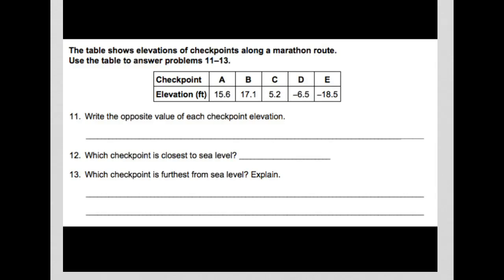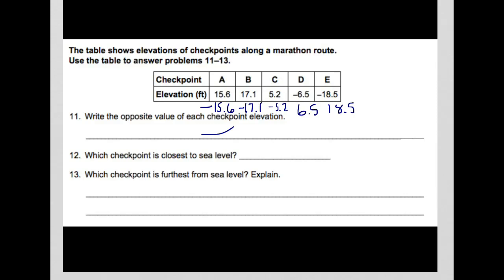So below here, we know that opposites of the numbers are the same distance from 0 on the other side of the number line. So 15.6 would be negative 15 and 6 tenths. 17 and 1/10 feet would be negative 17 and 1/10 feet. 5 and 2/10 feet would become negative 5 and 2/10 feet. Negative 6 and 5/10 feet would become 6 and 5/10 feet. And then negative 18 and 5/10 feet would become 18 and 5/10 feet.